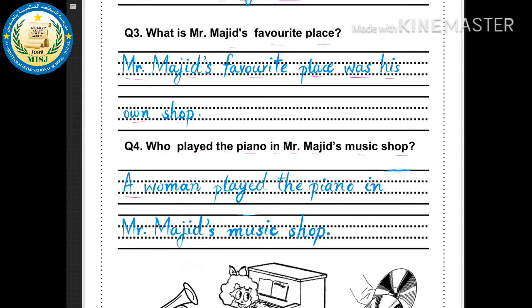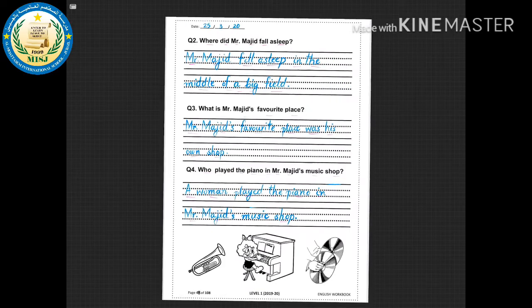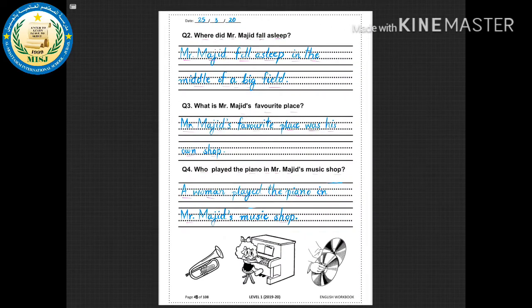Very good. A woman played the piano in Mr. Majid's music shop. Excellent. Now students, moving on to page number 49, which is about copywriting.